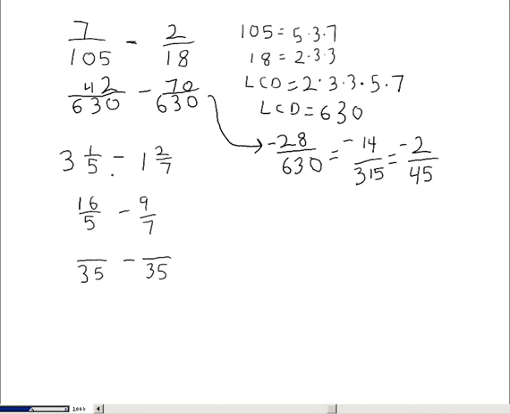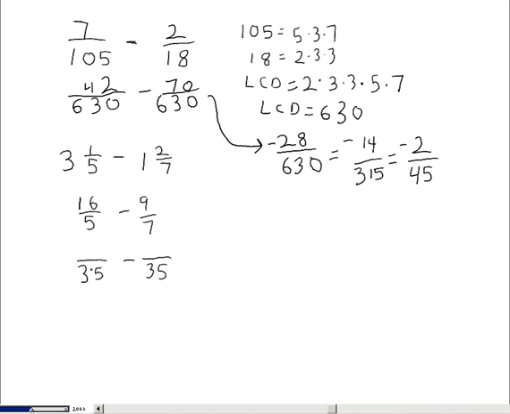Okay, last problem over here, 3 1/5 minus 1 2/7. Again, you got to switch this over to improper fractions. So 5 times 3 is 15, 15 plus 1 is 16/5. 7 times 1 is 7, plus 2 makes 9/7. Now we got to get a common denominator, and the common denominator on this problem would be 35. This one we can just look at. These are two prime numbers. Just multiply them together and you get the least common denominator.